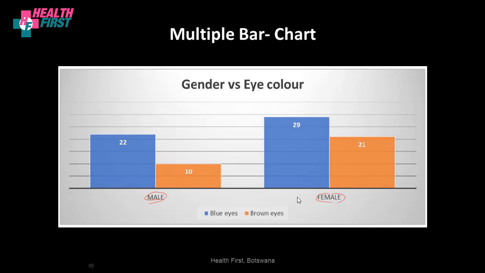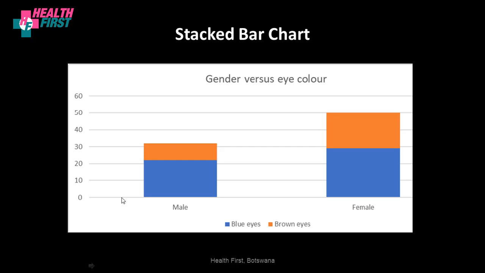For instance, here we have male and female, that's our variable of gender. And we can see that we have 22 males with blue eyes, 10 males with brown eyes. So the same information that we get on the 2x2 table is still coming out quite nicely in a multiple bar chart. The next type of bar chart is called a stacked bar chart, whereby you stack the categories.